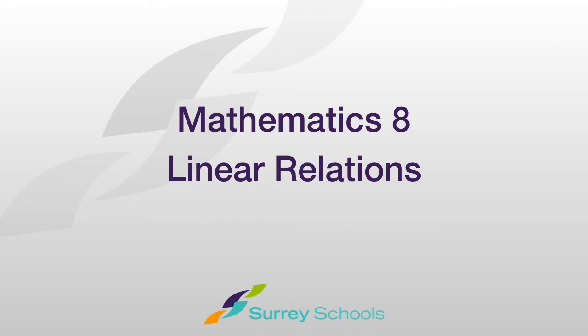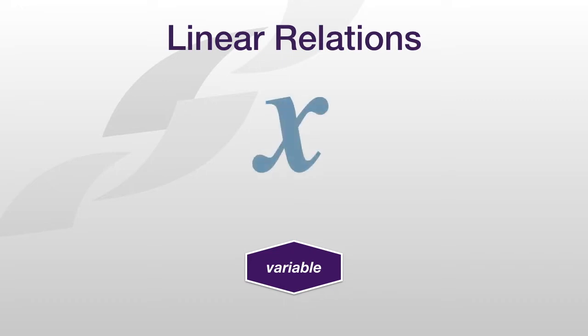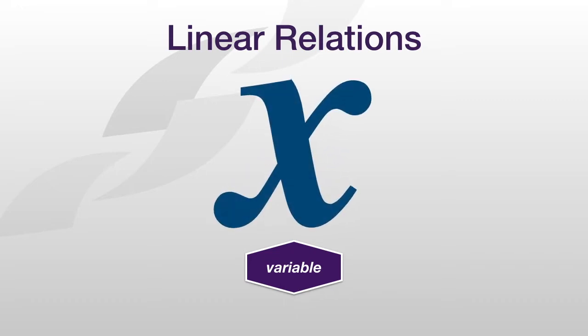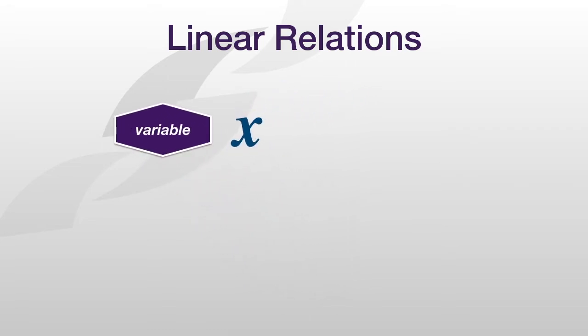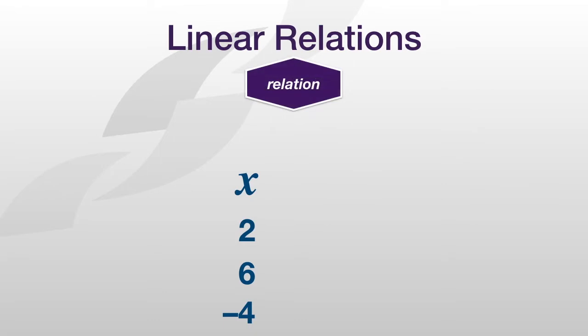In this video, you'll be exploring linear relations. Linear relations are a special type of relation between variables. A variable is a letter that is used to represent any number, for example, x. X can represent any number, such as 2, 6, -4, but a linear relation doesn't just consider the values of one variable, but rather two variables, and how the value of one variable changes the value of the other variable.